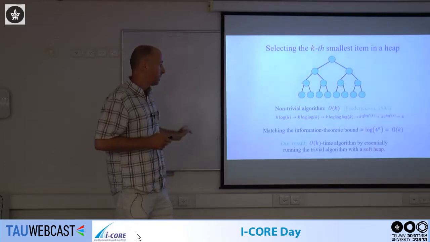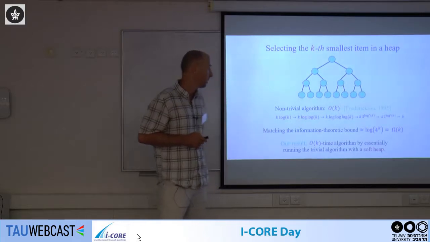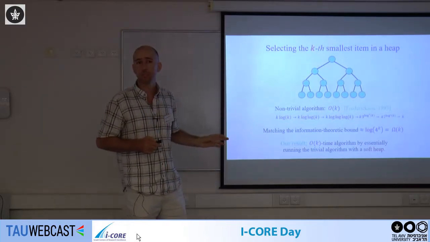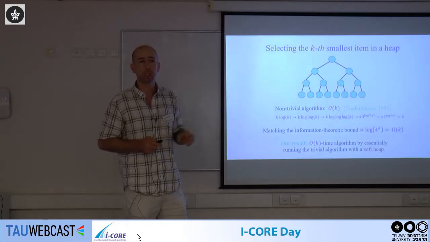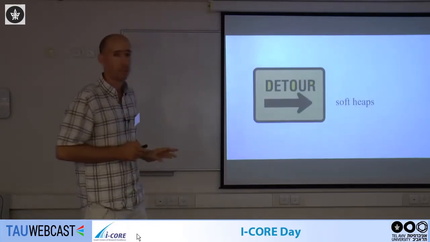Our result is matching running time, so an order k time algorithm, by essentially running the trivial algorithm, but instead of a secondary heap, we use a secondary soft heap. Okay, so what is a soft heap?